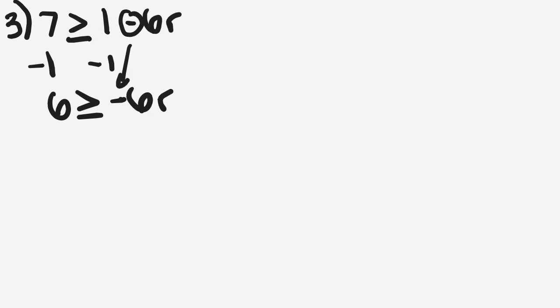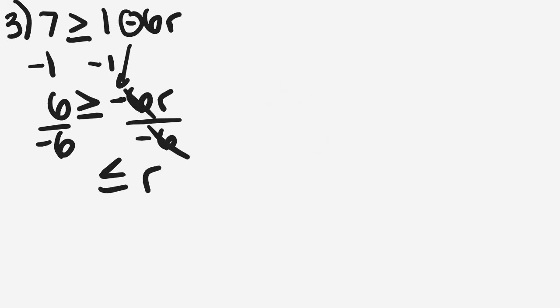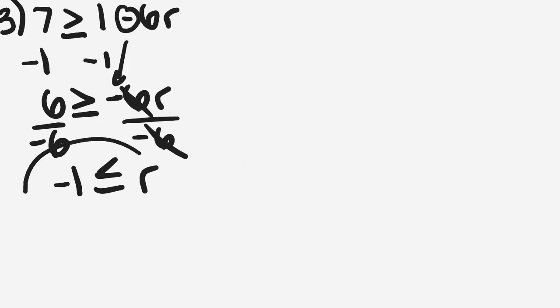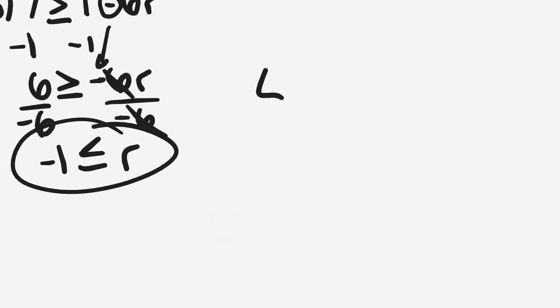All right, now we got to divide both sides by negative 6. Before I even do anything, I divided by a negative. So I have to switch my alligator. All right, now I can do stuff. Those are going to cancel out. I'm going to have r on this side. And negative 6 divided by negative 1 is just a negative 1. So that is our answer.